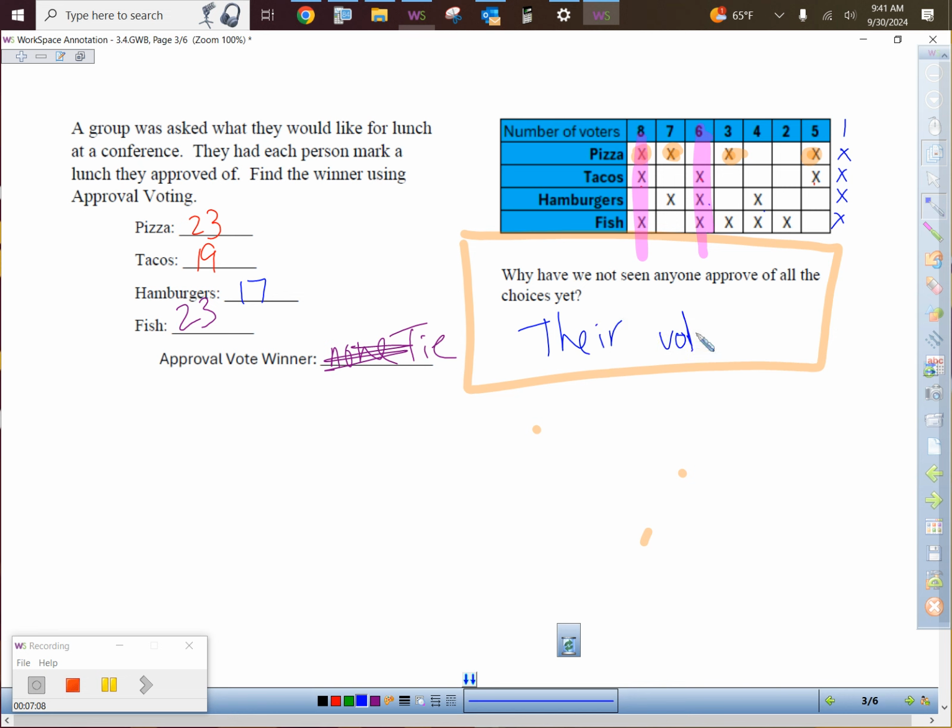Their vote wouldn't change the results. For example, that would mean pizza would get 24, tacos would get 20, hamburgers would get 18, and fish would get 24. Everything went up by 1. It's still a tie between pizza and fish in that case. Cool? And then the backside, there's really not much to do.